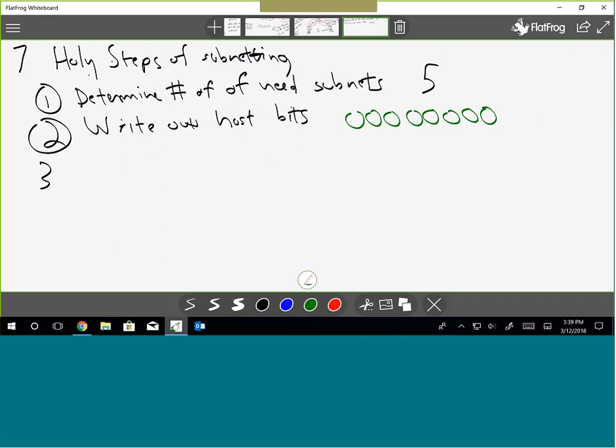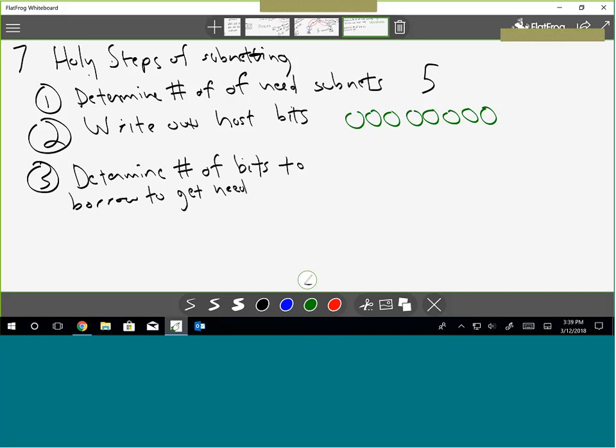Determine the number of bits you must borrow, the number of bits to borrow to get needed subnets. Now, I used to have a different formula for this. It used to be 2 to the n minus 2. But now, let me erase this because that's pretty bad. We can now use subnet 0. So the formula is now just 2 to the n. And n equals the number of bits.